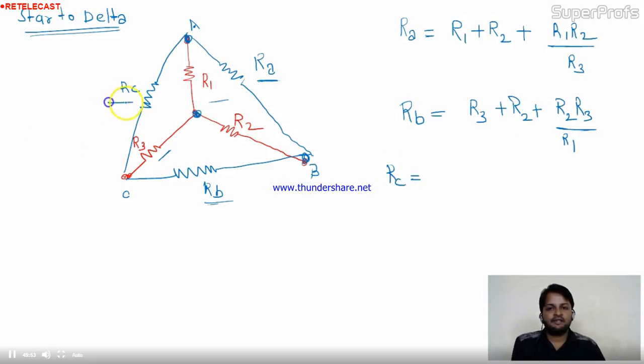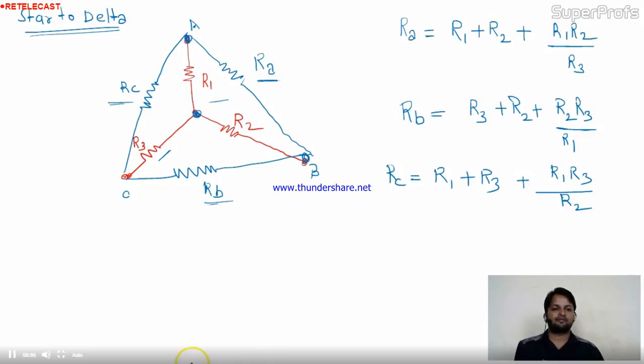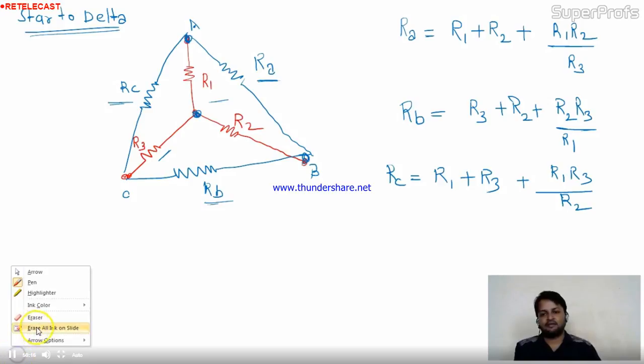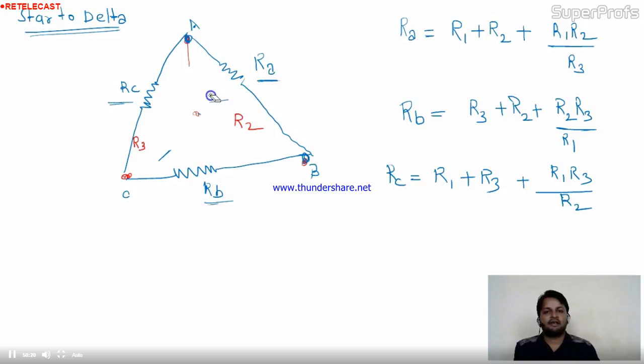Where is the RC? Here is the RC, connected with R1 and R3. Okay, no problem. R1, R3 plus R1, R3. The remaining one is R2. This is the star to delta conversion, or star to delta transformation. Now I can remove this star and I am having only delta now.